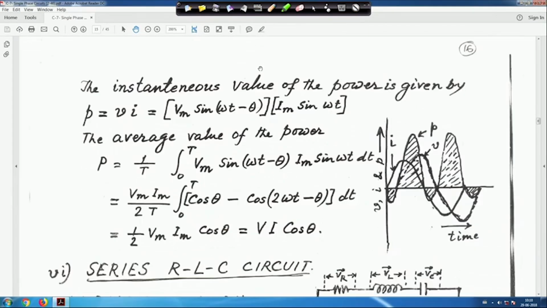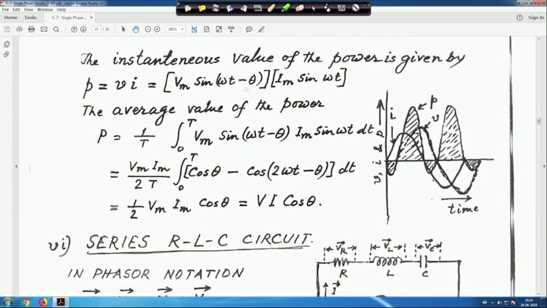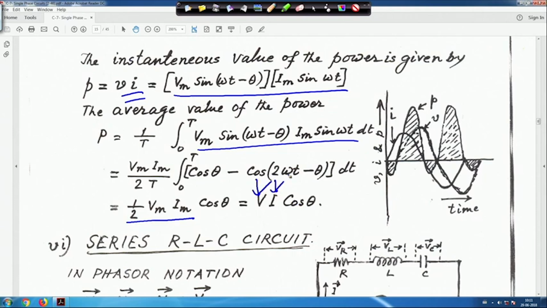Now, same as before, the instantaneous value of the power is V into I, and you multiply this together, and then the average value of the power is 1 upon T, integrated from 0 to T, same thing. Here also, numerator and denominator you multiply by 2, and it is 2 sin A sin B, that is cos of A minus B minus cos of A plus B. Use that formula and you will again get half Vm Im cos theta, which is equal to V I cos theta. V is the RMS value of the voltage and I is the RMS value of the current.